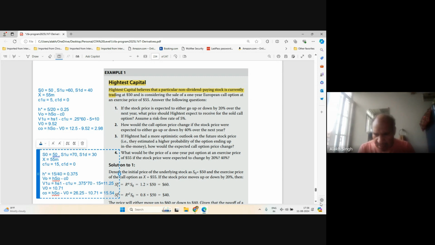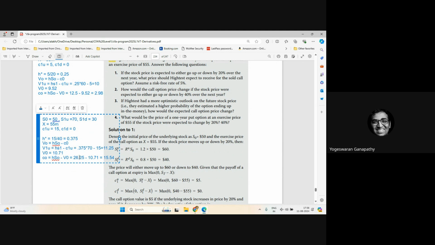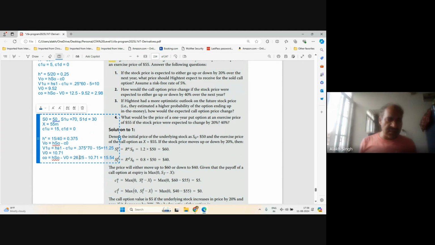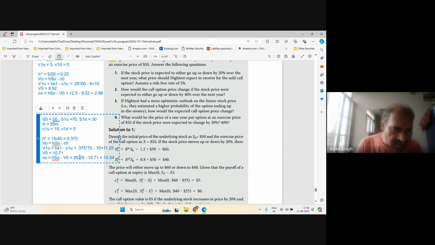So let's see, did we calculate correctly or did we make any mistake? The change seems too much to me. So this one is correct. V0 is also correct. Oh, here is the problem. We have to check S0. So S0 is how much? S0 is 0.375 into 70? No, it is into 50. Into 50, sir. Calculate this.